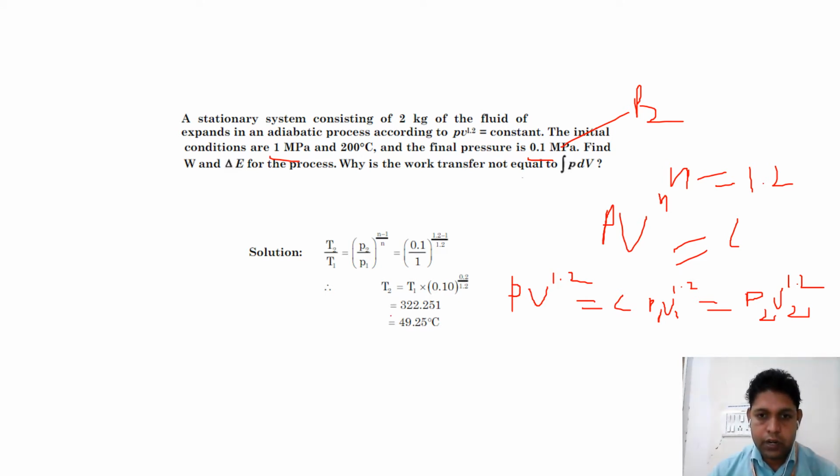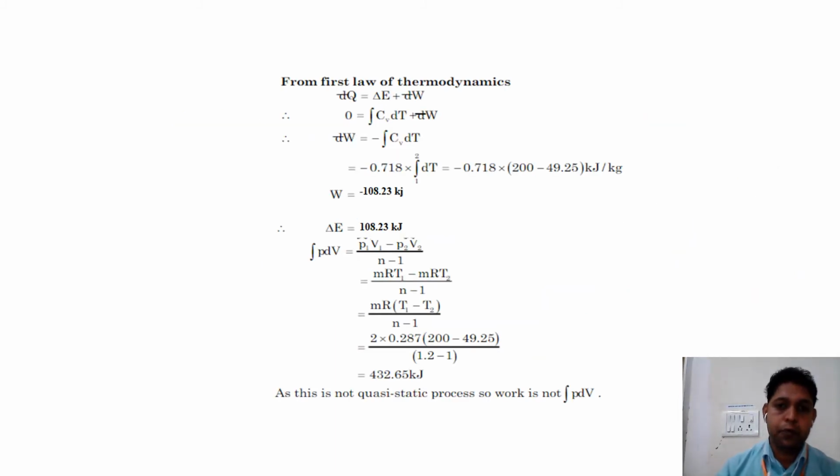If you solve the problem, then we'll get 322.21 Kelvin. This is in Kelvin, but we will change it to centigrade by subtracting 273. Then we'll get the answer of 49.25 centigrade. The next one, we have to find the internal energy and the work done.